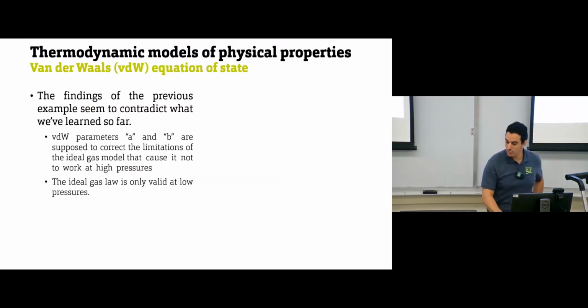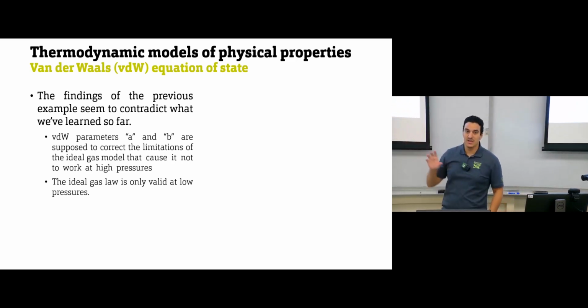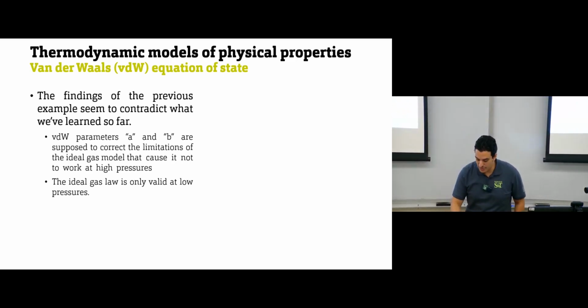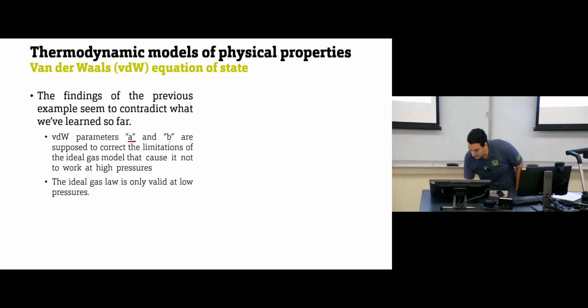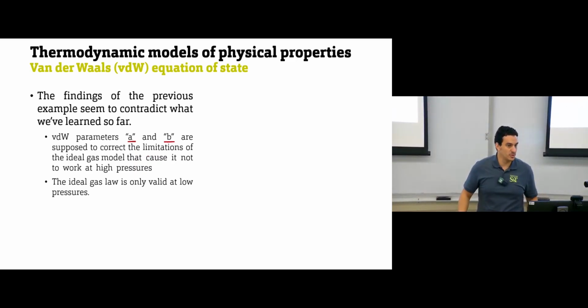Let's start with the van der Waals equation of state. Why does it fail in this problem? This is because of the definition of parameters A and B. Van der Waals said parameter A accounts for the interaction between the molecules, and parameter B accounts for the volume of the molecules. But he assumed that the A and B values are constant, and this was the problem we have here.